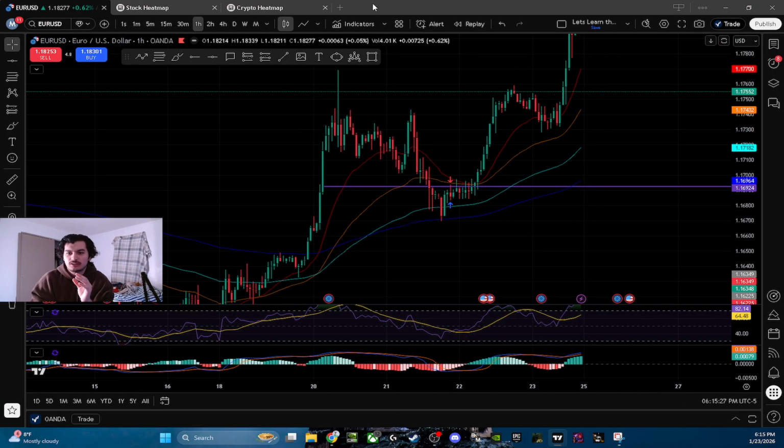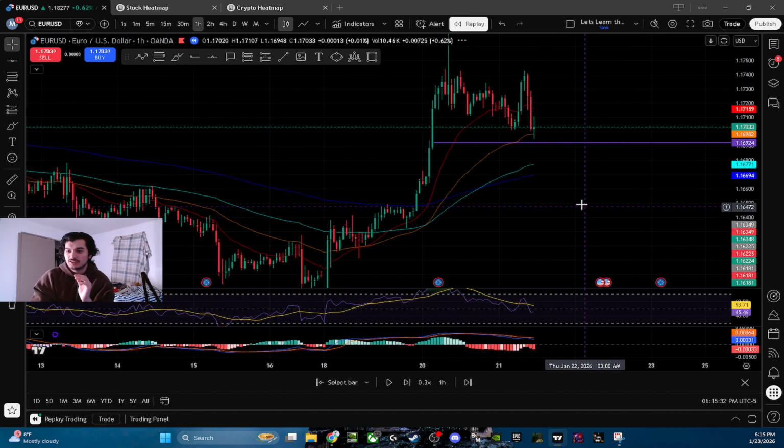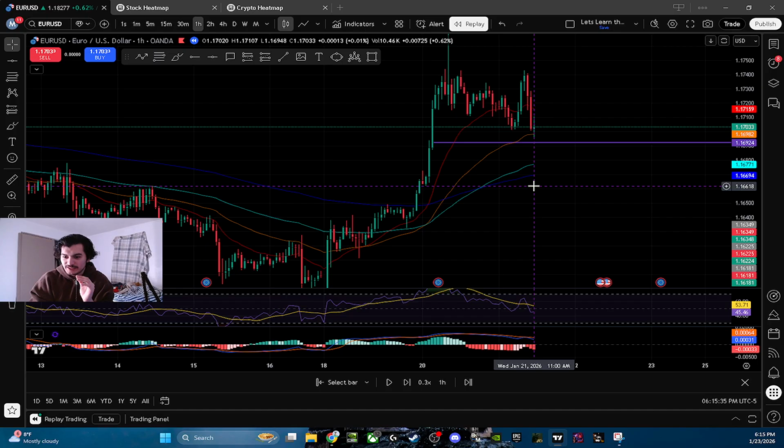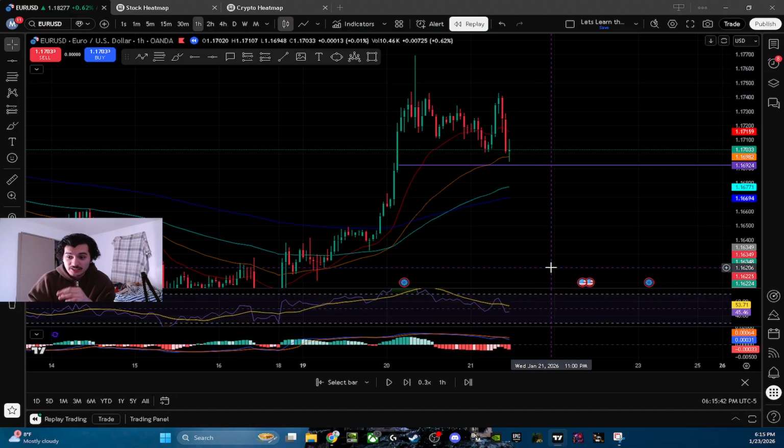Looking at this chart, if we're replaying and we're looking here on Wednesday, January 21st at 11 a.m., the EMA and the RSI are both continually going down. You can see that on the MACD. You can see that the selling pressure is going up, and you can see on the RSI it's also going down. So these are huge indicators, all right?